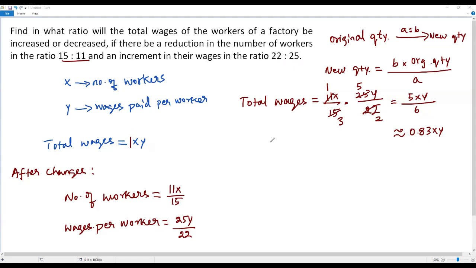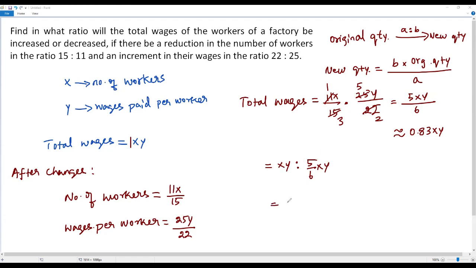Okay, now we got it. That is, the total wages of the workers of a factory is decreased. But we have to find this result in ratio. So for that, we have to take the ratio between the total wages of the factory before changes, that is X times Y, and the total wages of the workers of the factory after changes. Don't consider this decimal. Better we can consider this, that is 5 over 6 times XY. Okay, so this is a ratio between the total wages before changes and total wages after changes.